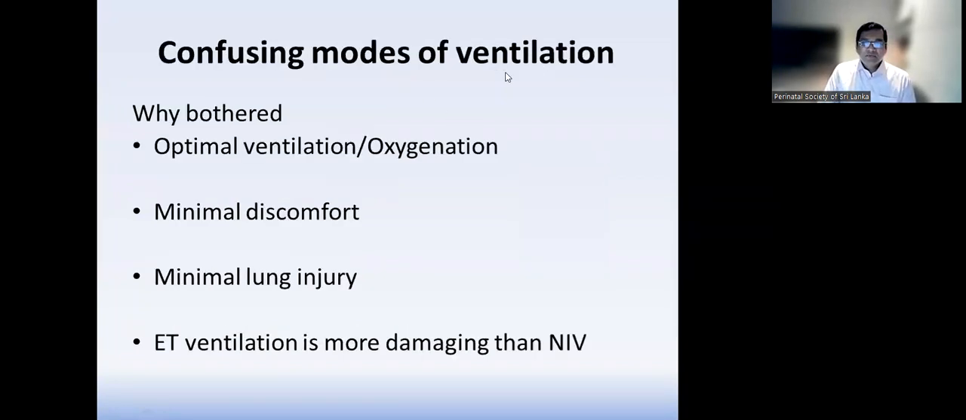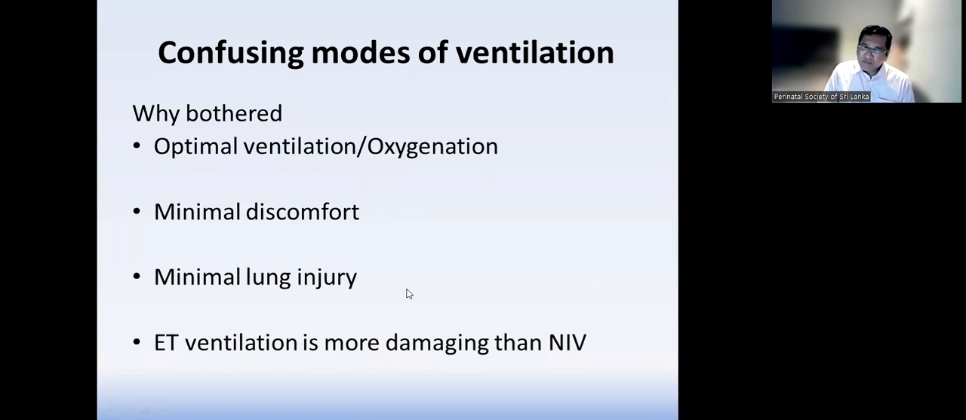There are confusing modes of ventilation, different modes, but why are we bothered? The optimal ventilation and oxygenation is our priority. There are various types of modes, but what is important is minimal patient discomfort. The patient should be very comfortable, and there should be minimal lung injury. Whatever mode you are using, these things should be fulfilled: optimal ventilation, oxygenation, minimal discomfort to the baby, and minimal lung injury.